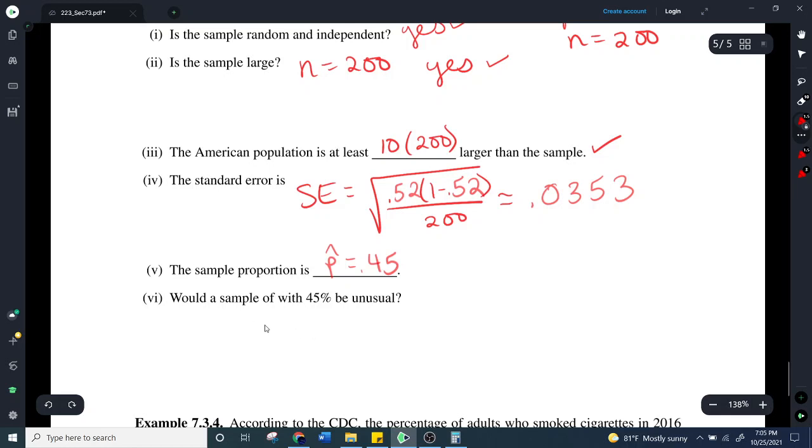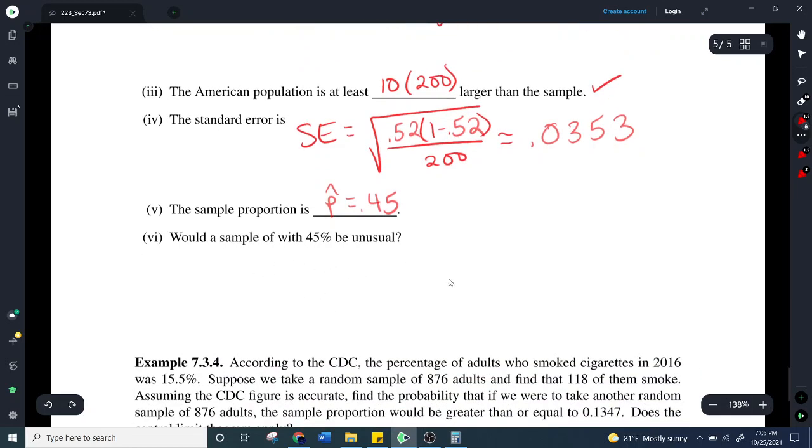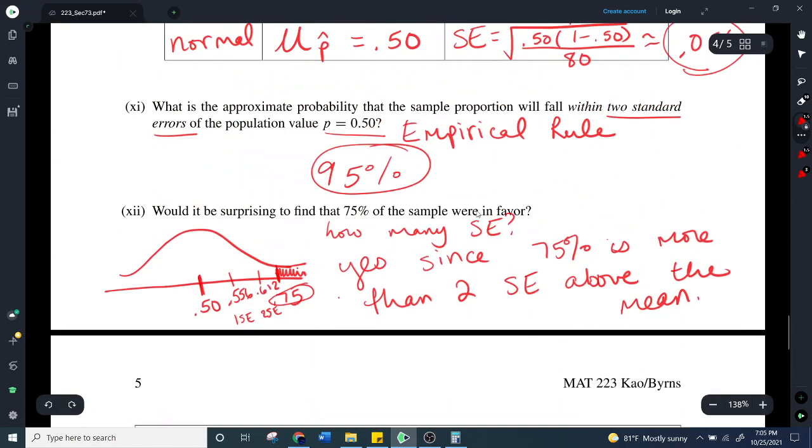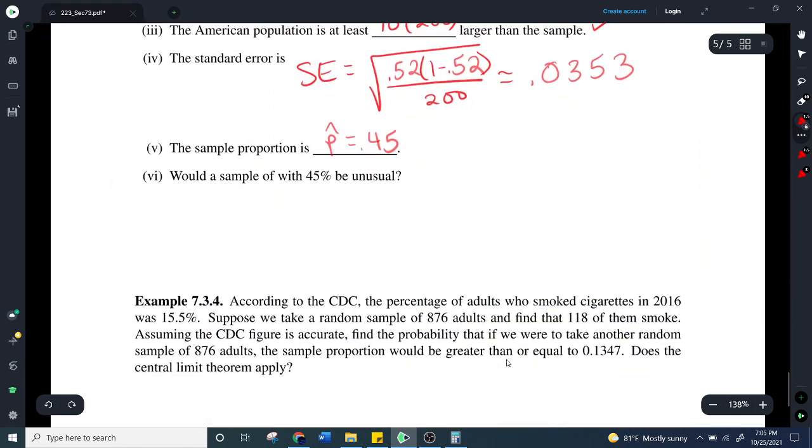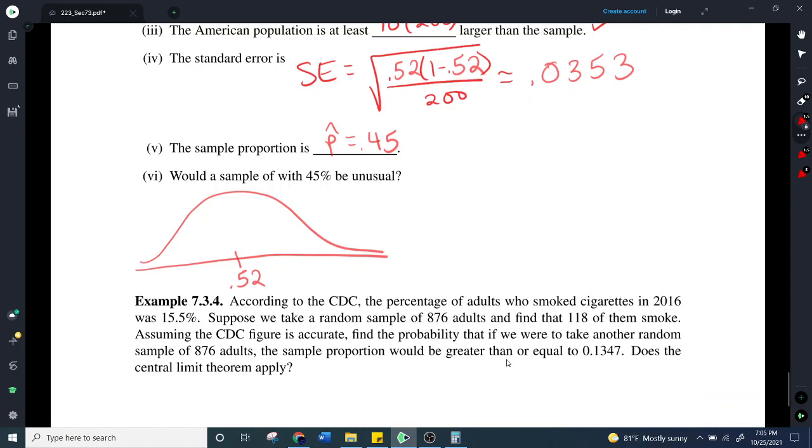Would it be unusual to find a sample with 45%? In other words, let's do it the way we did the last question. Let's draw a little sketch and figure out what 2 standard deviations away from the mean would be. Let me give myself a little more room here. Sorry, this is a little bit asymmetric, but you get the idea. In the middle, our expected value is 52%. We expect 52% of our sample to own stocks. 45%, now where does that fall? 45% would be down here somewhere.